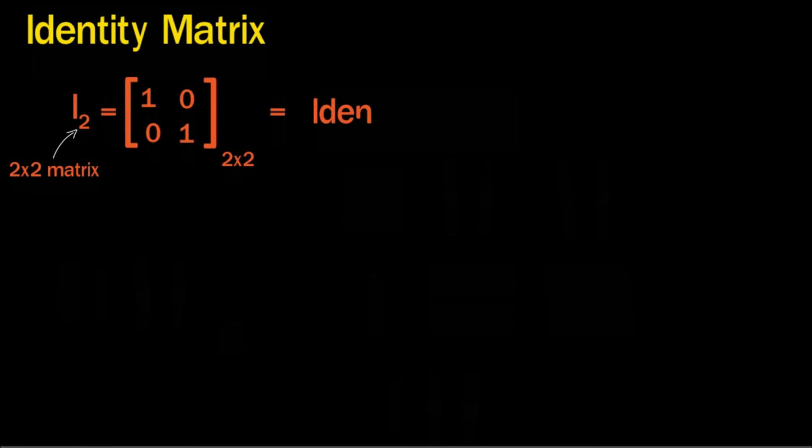So let's say we have an example that I2 here means that it's a 2 by 2 matrix. So we have 1 on the main diagonal. So this is a 2 by 2 matrix, and this is called identity matrix. So the meaning of an identity matrix is that if you multiply any matrix of 2 by 2 with the identity matrix, you will get back the same answer.